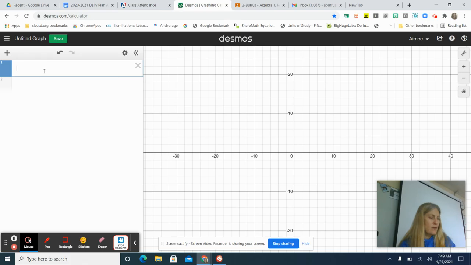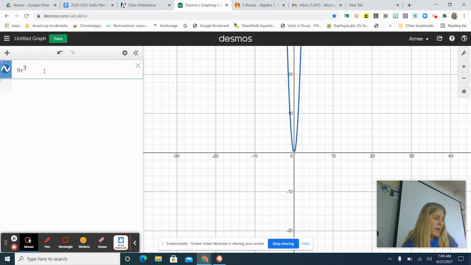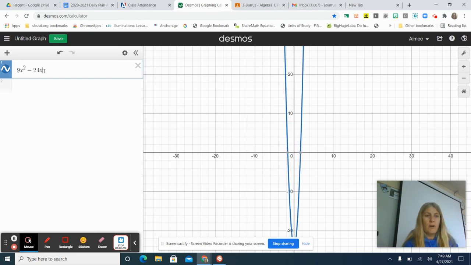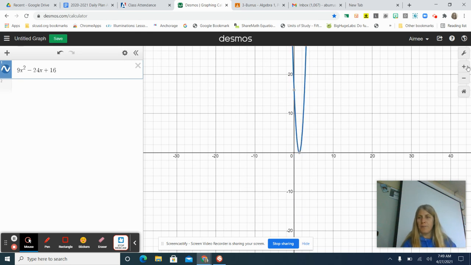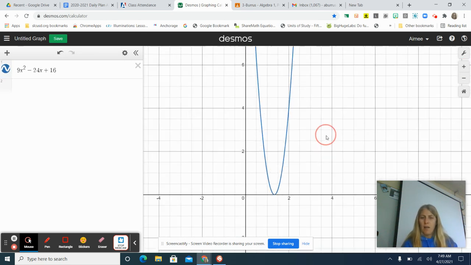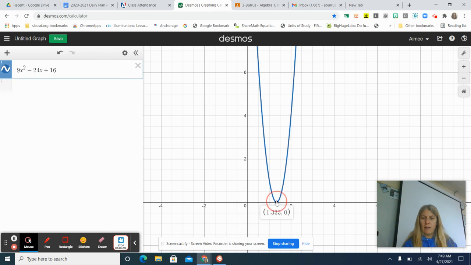And once again, this is another special circumstance, 9x squared. And this one is called the perfect square trinomial. The one before that we solved is a difference of squares. And so these are special circumstances that you'll run into. And if you can memorize that pattern, it actually makes them much easier to solve. And you'll be working on that in Algebra 2. So as you can see, here we have a single vertex, and that, of course, is at 1.333.